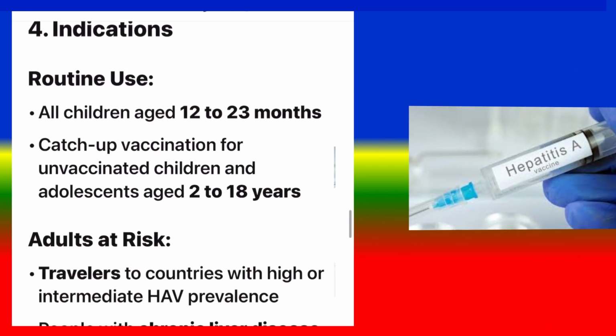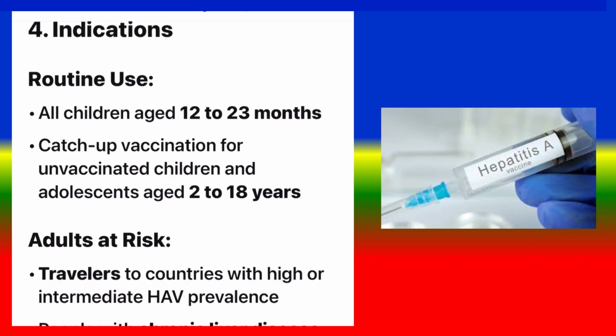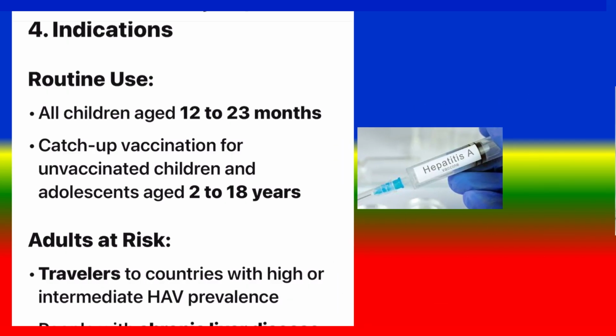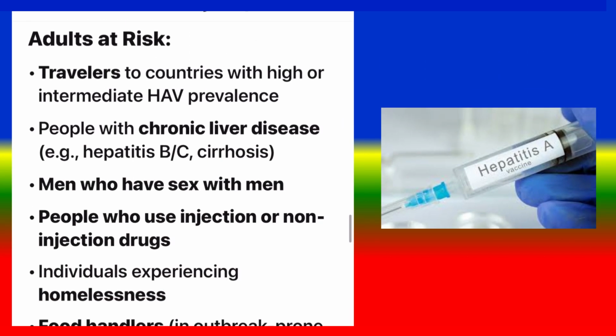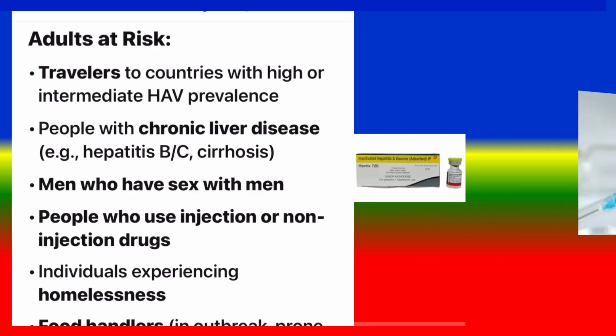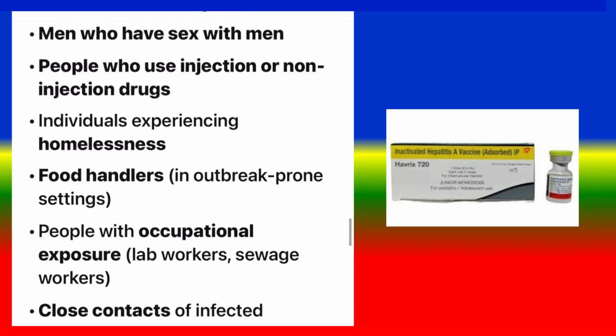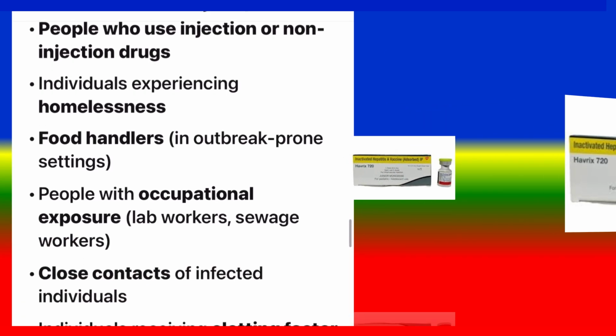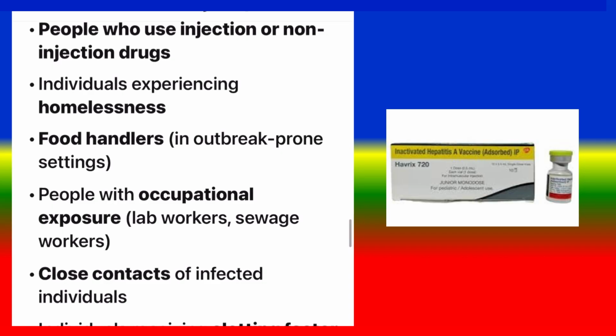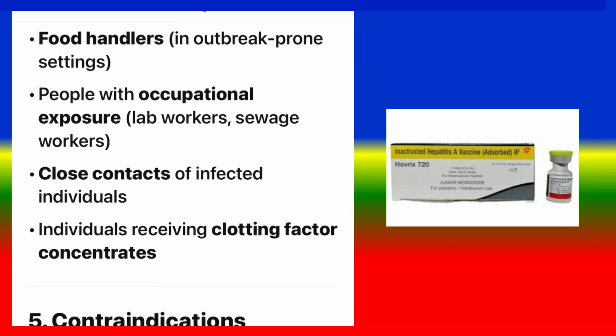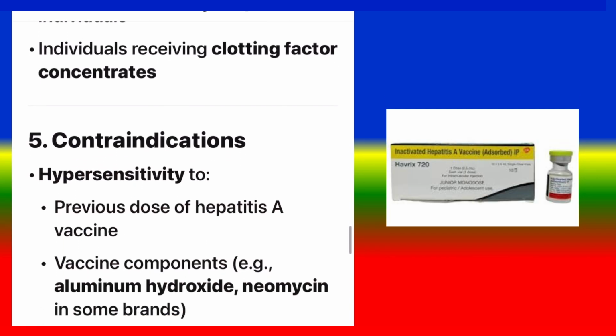4. Indications. Routine use: all children aged 12 to 23 months. Catch-up vaccination for unvaccinated children and adolescents aged 2 to 18 years. Adults at risk: travelers to countries with high or intermediate HAV prevalence; people with chronic liver disease, e.g. hepatitis B/C, cirrhosis; men who have sex with men; people who use injection or non-injection drugs; individuals experiencing homelessness; food handlers in outbreak-prone settings; people with occupational exposure, lab workers, sewage workers; close contacts of infected individuals; individuals receiving clotting factor concentrates.